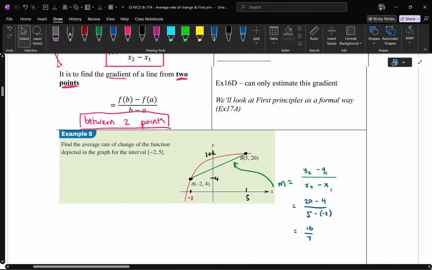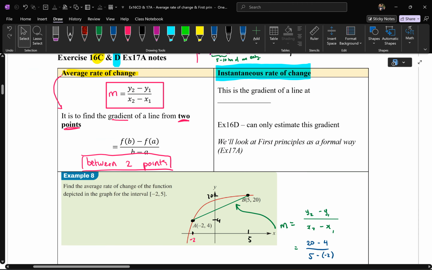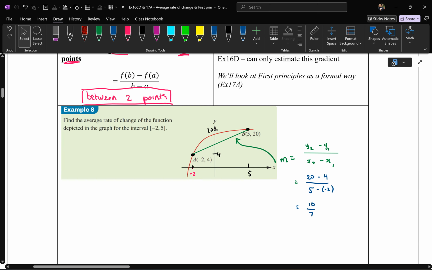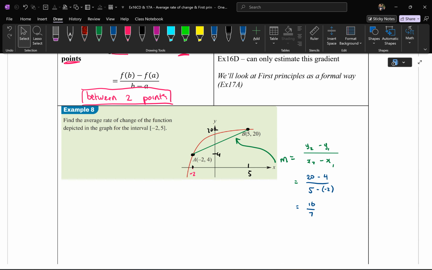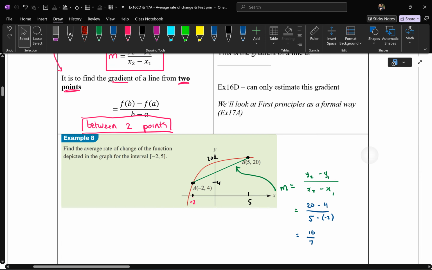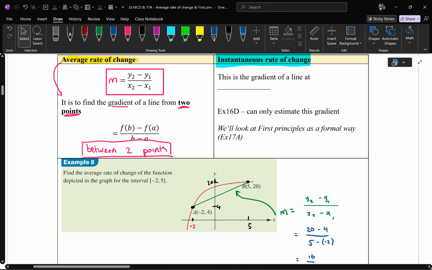All right. That is 16C. So when you do 16C, you're finding the gradient between 2 points. This was an example. Versus the next exercise, 16D. What is 16D? 16D is really what they're trying to get you to learn in calculus. This is what you need to understand.